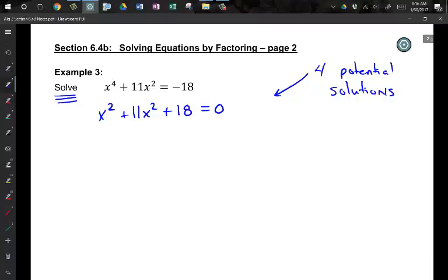Catherine? Thank you. I'm so used to quadratics that I forget sometimes when it's a quartic.